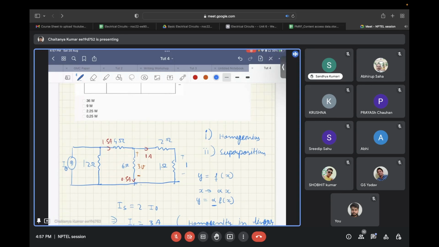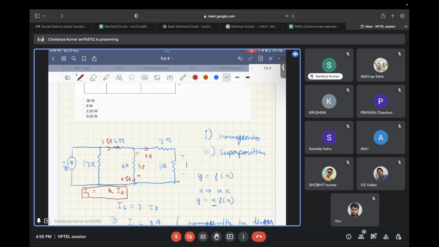Since it is a completely resistive system, the current in the 4 ohm branch, let's call it I4, will be related to I naught with a constant, let's say k, multiplied by I naught. So this function is a homogeneous function. If I naught is doubled, I4 will also double. So basically here alpha is 2. This is what the homogeneity principle is.